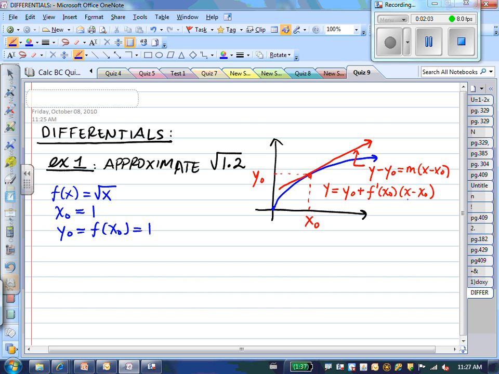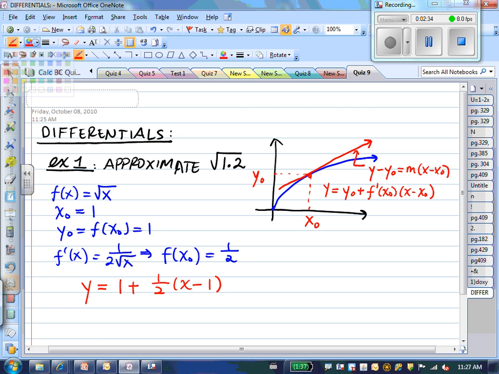Keep in mind I also need the derivative. So I'm going to need f prime, which if you find it is 1 over 2 radical x. And specifically I need the derivative at x sub 0, which will be 1/2. Okay? So according to the idea of using the tangent line, y is equal to y sub 0, which is 1, plus the slope, which is 1/2, times x minus x sub 0, which is 1.